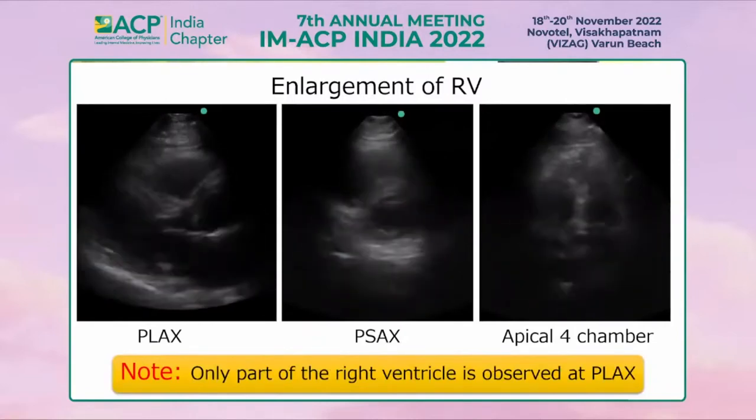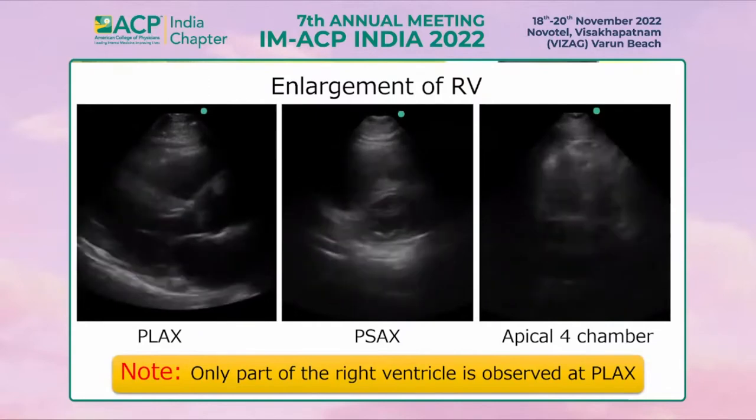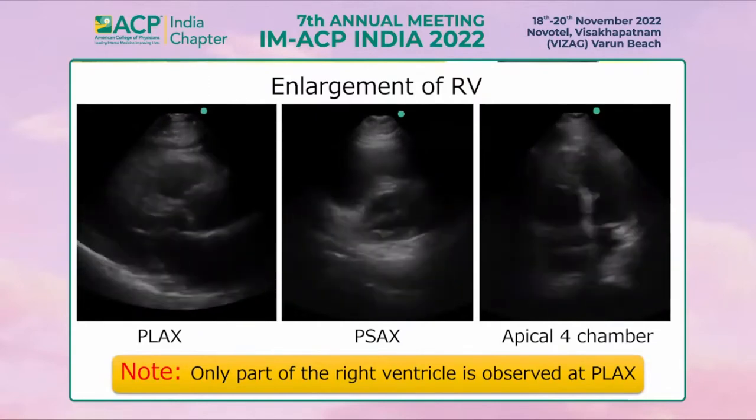Only part of the RV is observed at POCUS. So RV dilatation should not be excluded even if the RV is not dilated by POCUS.